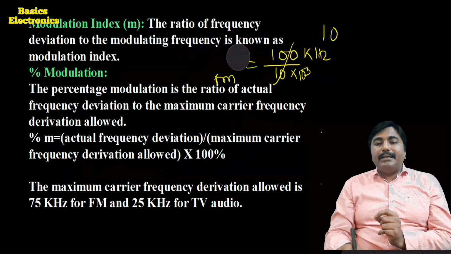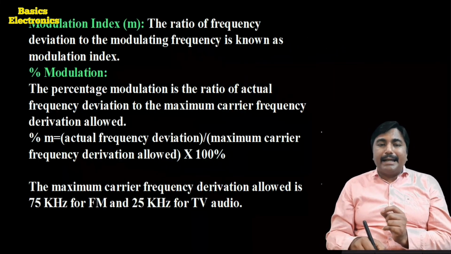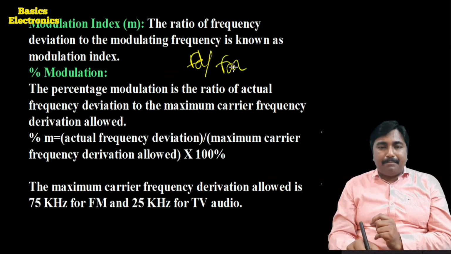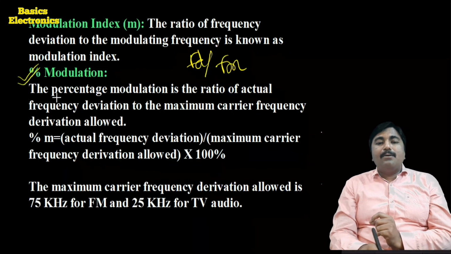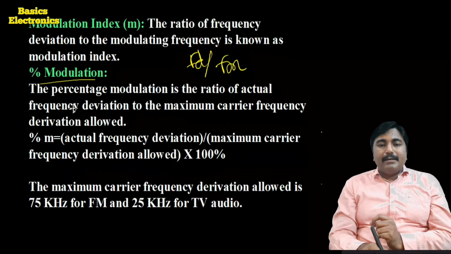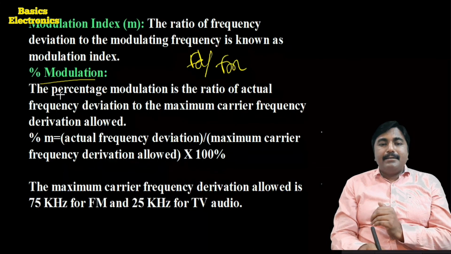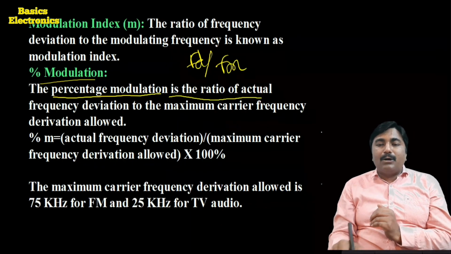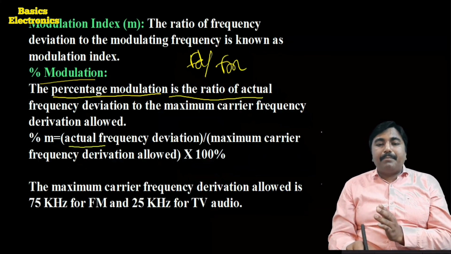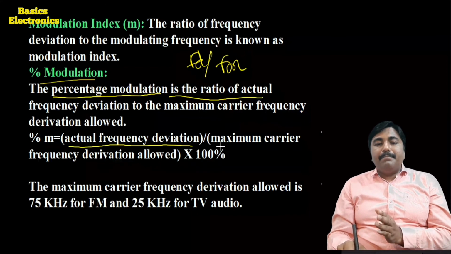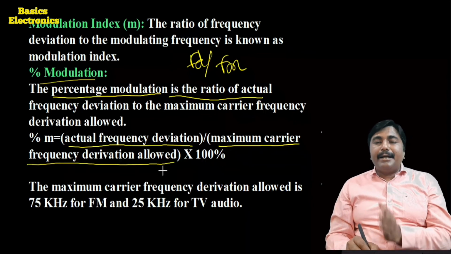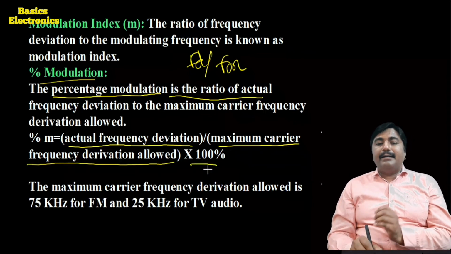Okay, so the modulation index is the ratio of the frequency deviation Fd to the Fm. Then the next definition is the percentage modulation. In frequency modulation, the percentage modulation is the ratio of the actual frequency deviation to the maximum carrier frequency deviation allowed, multiplied by 100.